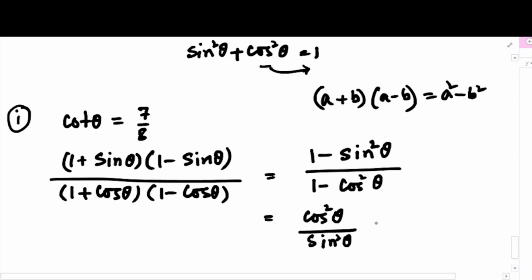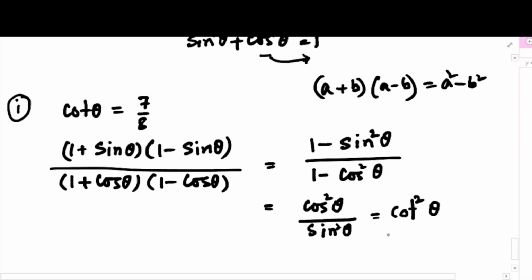Now this cos square theta by sin square theta, cos by sin, this is actually equal to cot, so it will become cot square theta, right? Now what is the value of cot? Cot is 7 by 8. So it will become 7 by 8 whole square. That means 49 by 64.